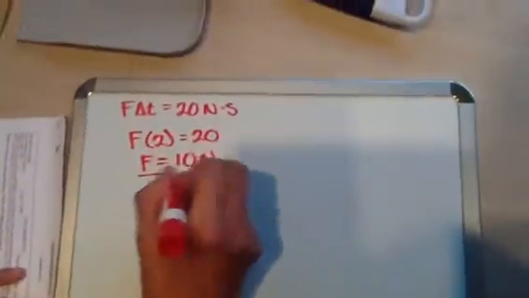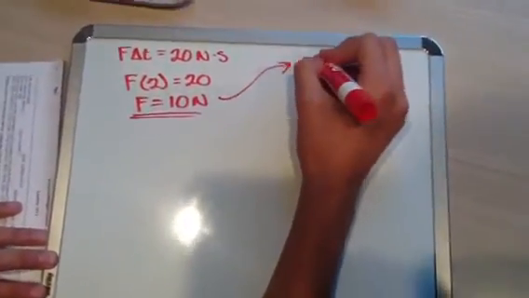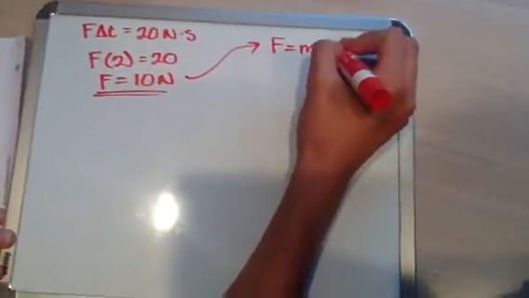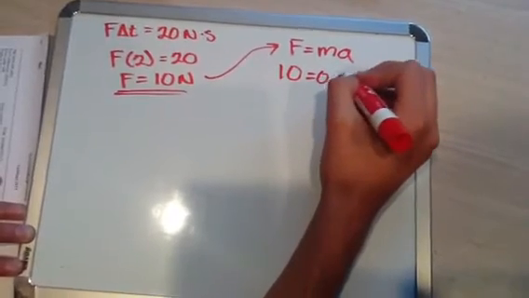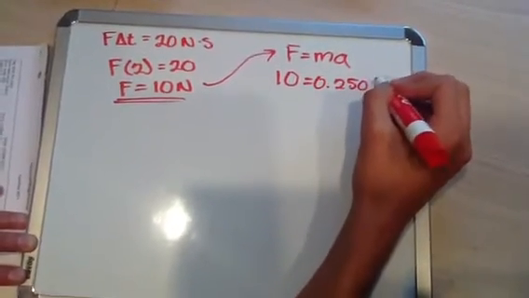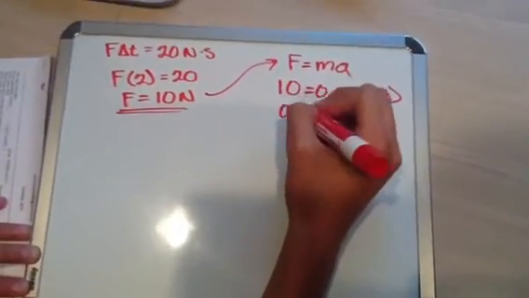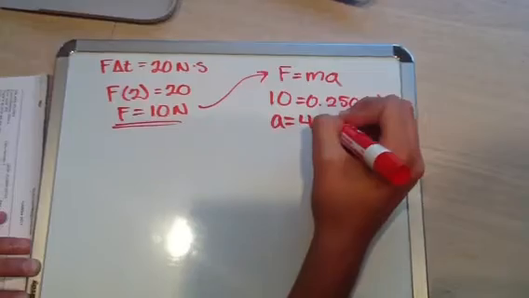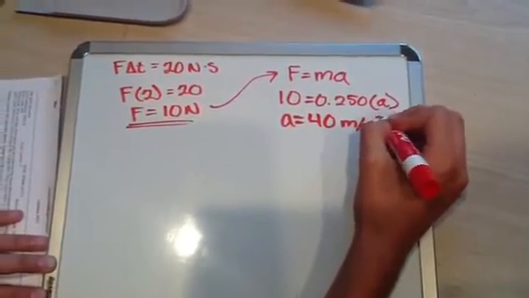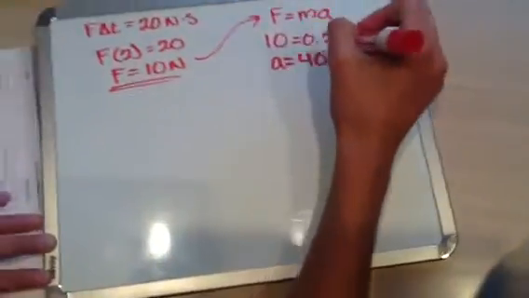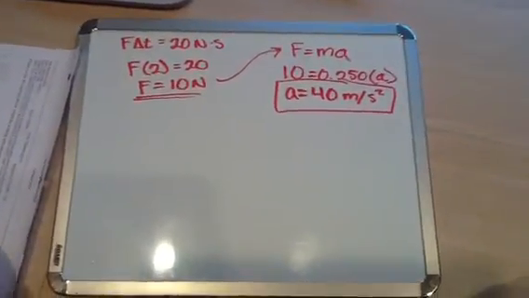We know that force equals ma, mass times acceleration, and we know the mass of the rocket is 0.25 kilograms. So all we need to find is acceleration. We use algebra to solve for acceleration, and acceleration is equal to 40 meters per second squared. So that is the answer to the second question.